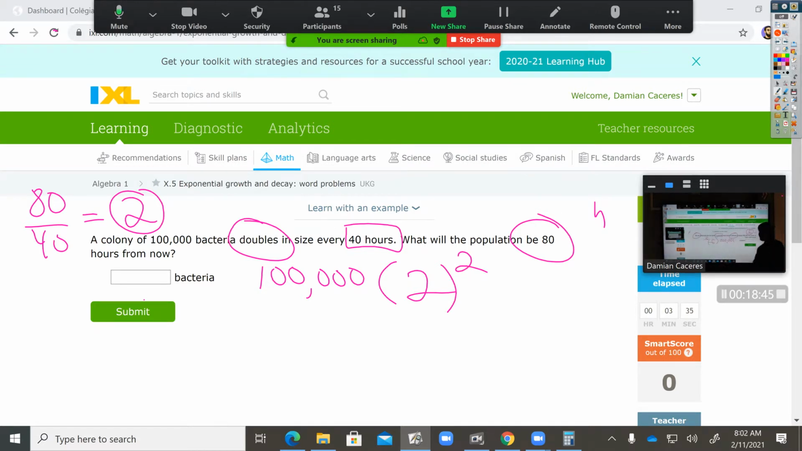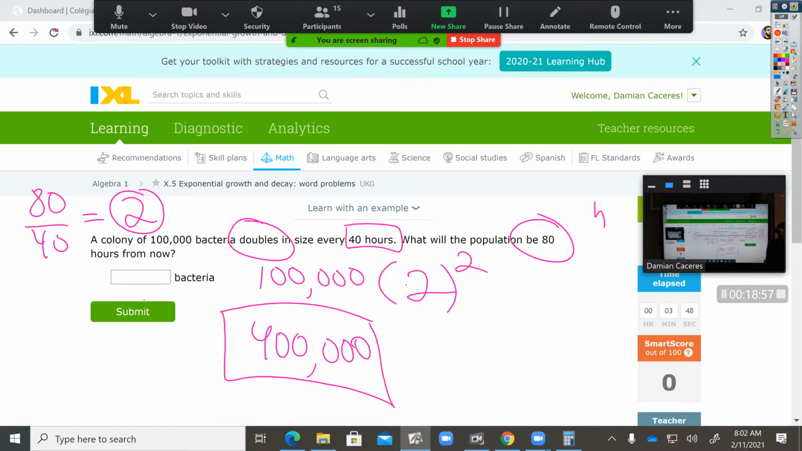Now we can solve this. For this one, I don't need a calculator. 2 to the second power is 4. And 4 times 100,000? 400,000. You with me?